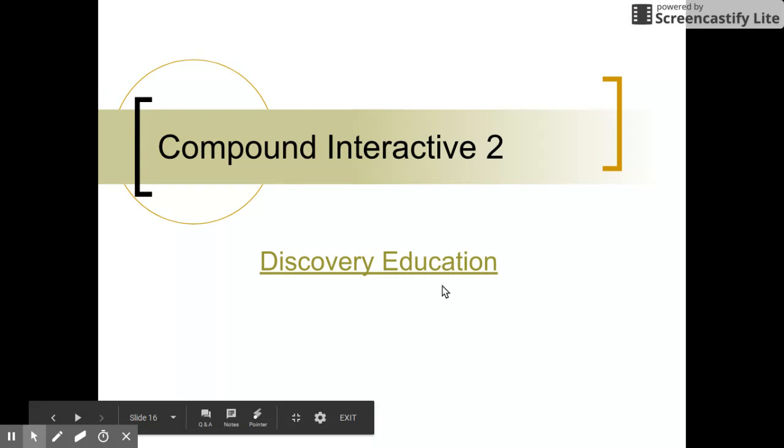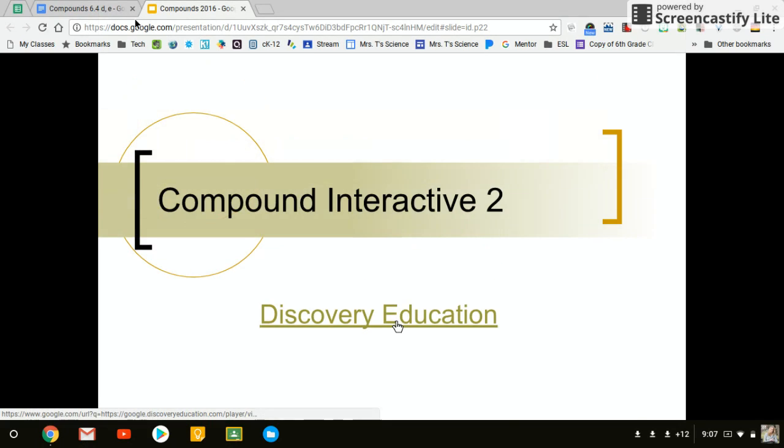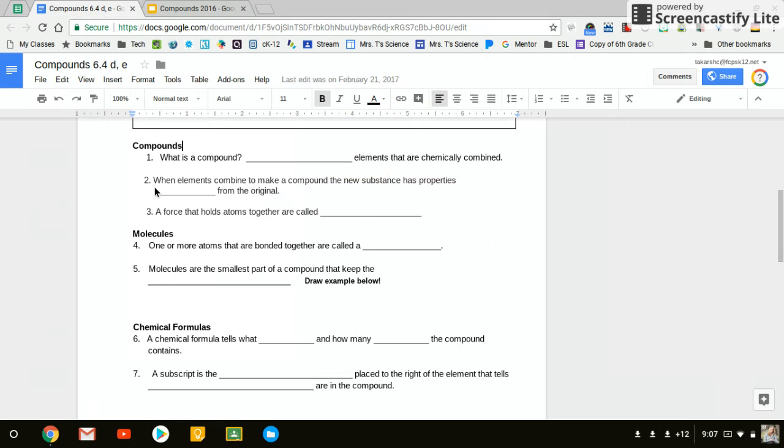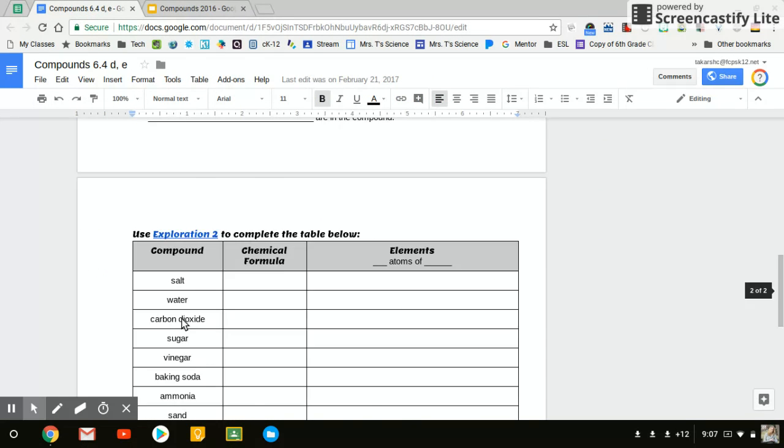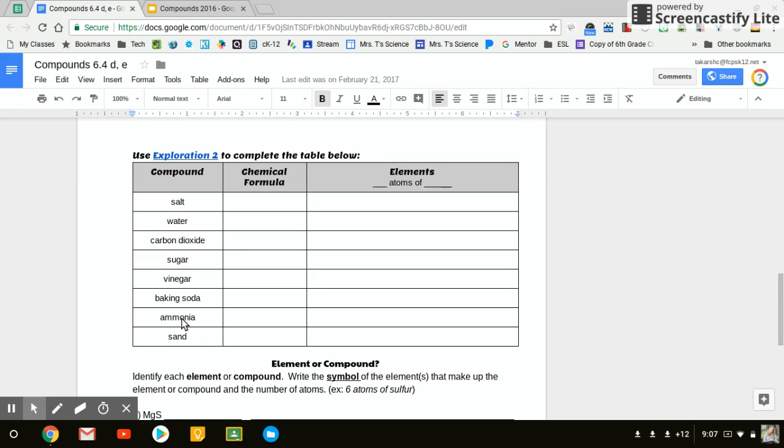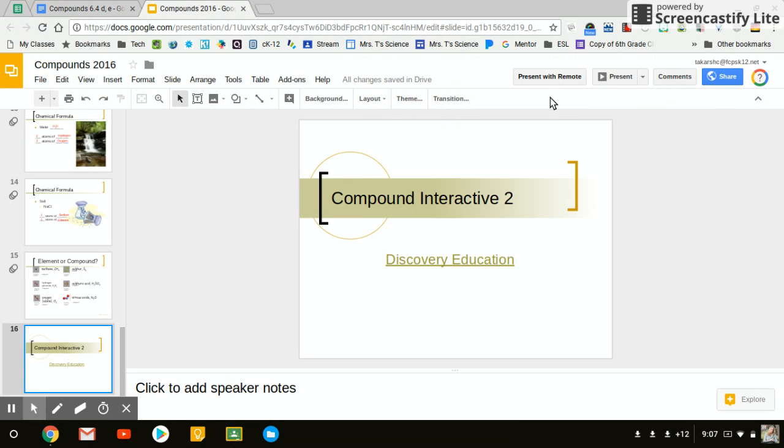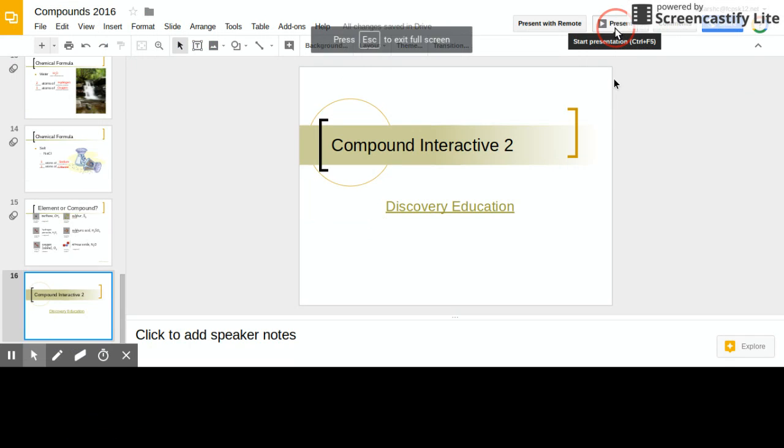Okay, the next part you're going to be doing, let's take a look at where we are in our paper. You may need to pause this. You're going to be using Exploration 2. You'll need to go to Google Classroom to click into Exploration 2. And what you're going to be doing is filling out this chart here. So here we go. Let's take a look at this together.